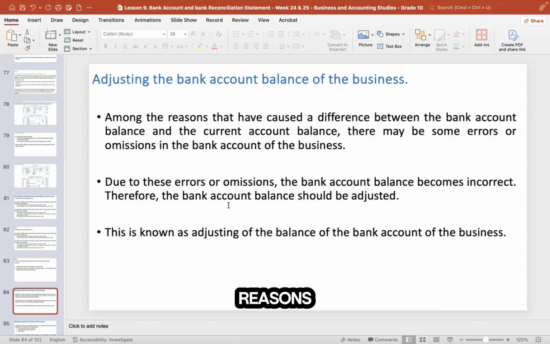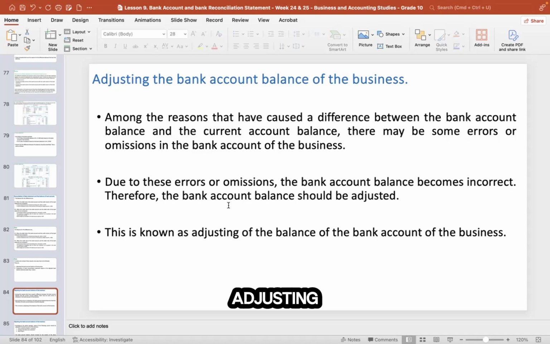Now, among the reasons that have caused a difference between the bank account balance and the bank statement balance, there may be some errors or omissions. Due to these errors and omissions, the bank account balance becomes incorrect. Therefore, the bank account balance should be adjusted. This is known as the adjusting of balances of the bank account of the business.